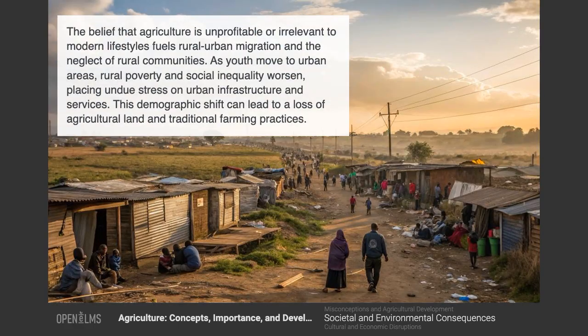The belief that agriculture is unprofitable or irrelevant to modern lifestyles fuels rural-urban migration and the neglect of rural communities. As youth move to urban areas, rural poverty and social inequality worsen, placing undue stress on urban infrastructure and services. This demographic shift can lead to a loss of agricultural land and traditional farming practices.